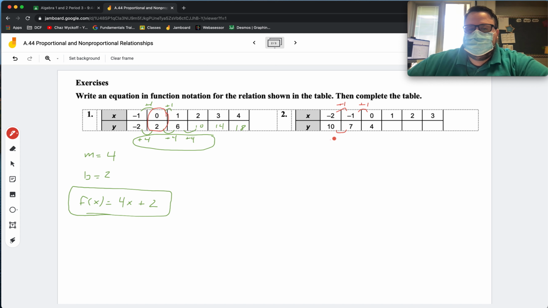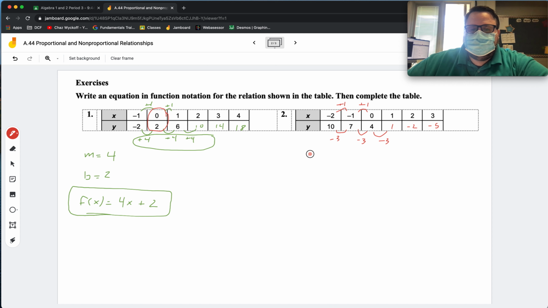10 to get to 7, I subtract 3. 7 to get to 4, I subtract 3. So I have to subtract 3 here. 4 minus 3 is 1. And I'm going to keep subtracting 3 to finish out my table. 1 minus 3 is negative 2. Negative 2 minus 3 is negative 5.